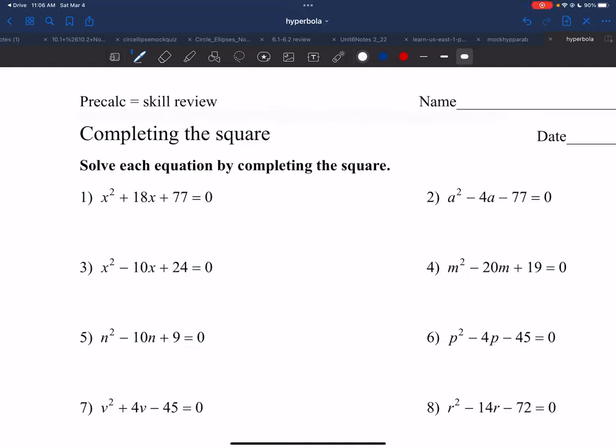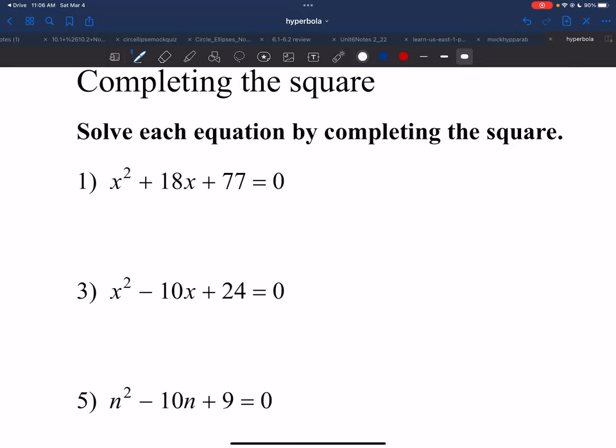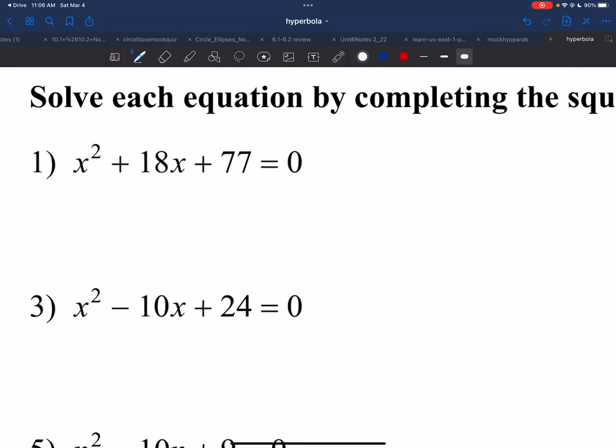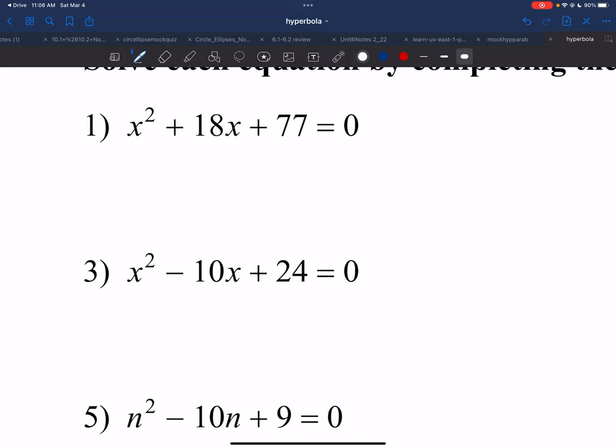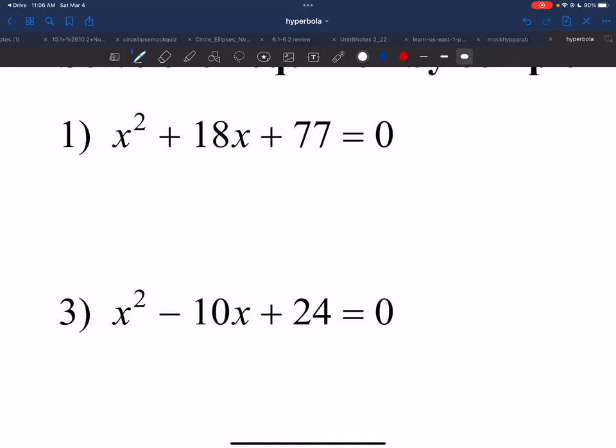Before we get into conic equations, I wanted to make sure that we had an opportunity to review completing the square, because that is going to be a component that we must have. So I'm going to run through a couple example problems and hopefully this will give you some of the review that you need.